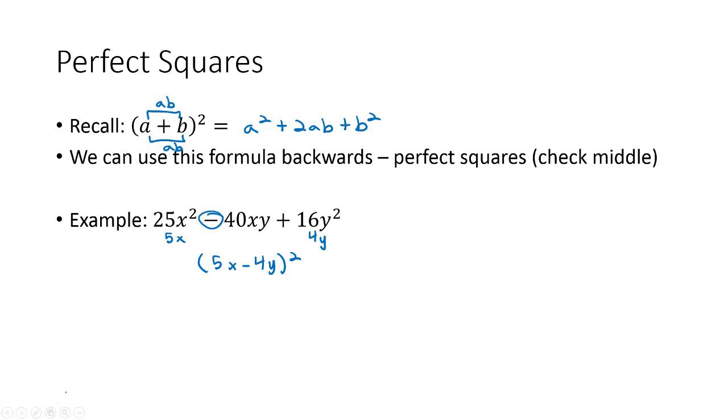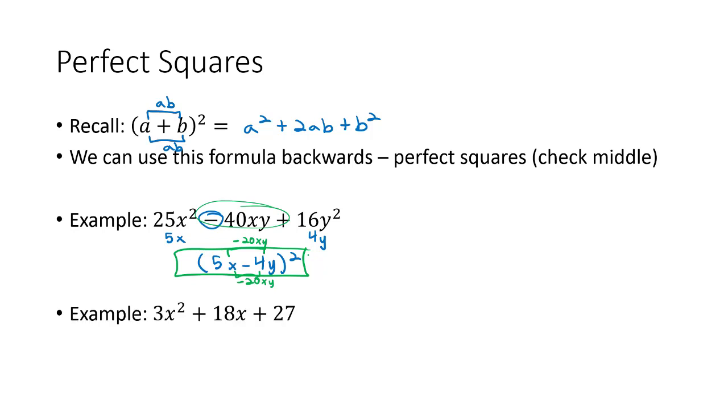We want to make sure we check the middle term, though, because there are some polynomials that look like perfect squares where the first and last terms we can take the square root of, but the middle term doesn't work. So we'll check the middle term really fast. 5 times negative 4 is negative 20xy. It's there twice, negative 20xy. And negative 20 and negative 20 is negative 40xy. So it does work. Our perfect square answer is correct.